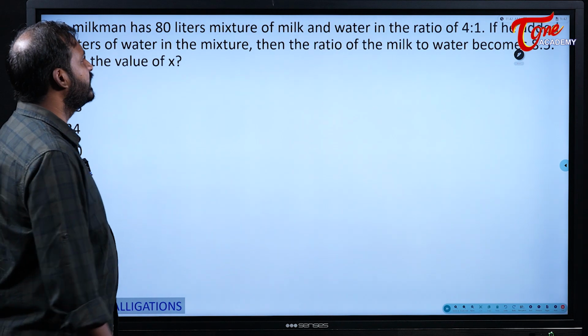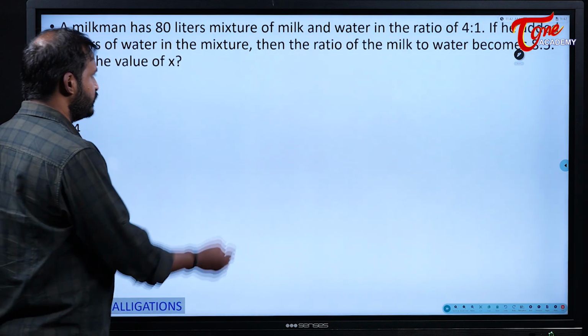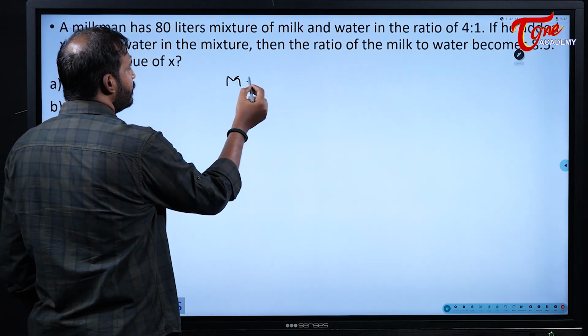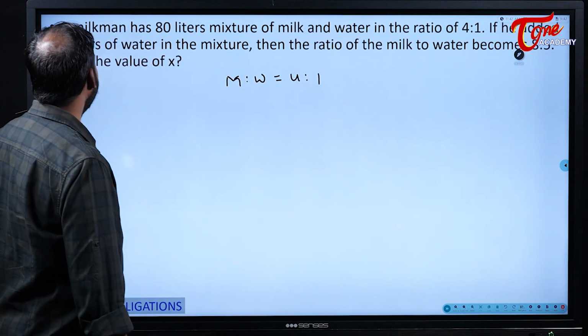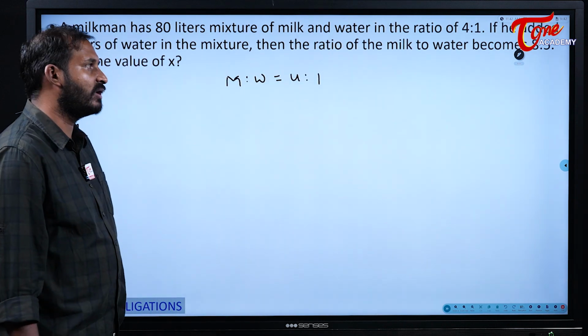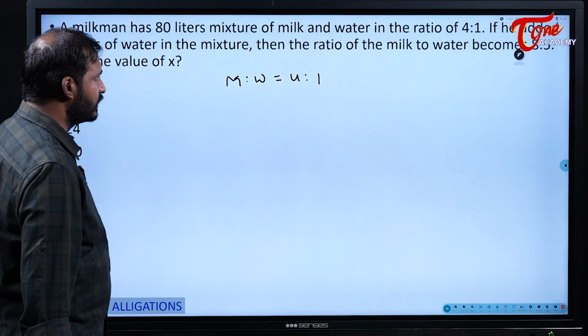A milkman has an 80 liter mixture of milk and water in the ratio 4:1. If we add x liters of water to the mixture, then the ratio of milk and water becomes 8:5. Find x.